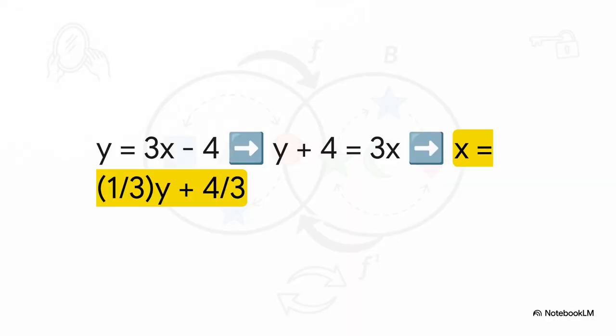To get that x by itself, we'll add 4 to both sides. That gives us y plus 4 equals 3x. Now, we just divide everything by 3. And there we go, x is all alone.